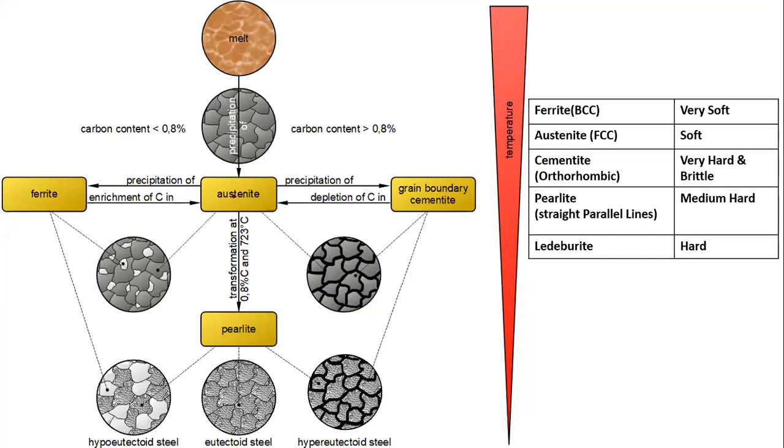So here is an important point. If you look at the austenite structure, it appears ash color or dark color.